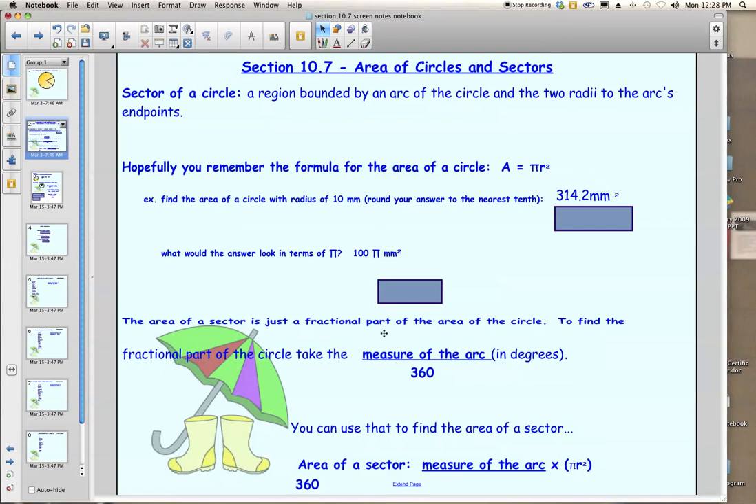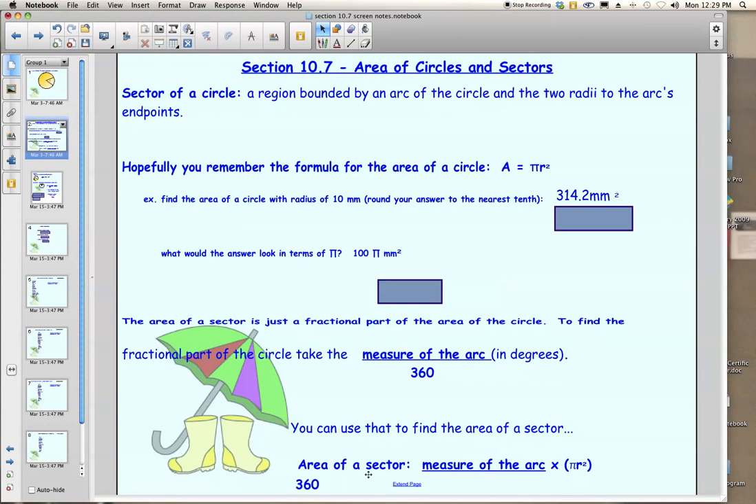The area of a sector, since it is a fractional part of this area, you simply take the fractional amount of the sector and then take that times the area of your circle. To find the fractional part of your circle, you will take the measure of the arc in degrees, how many degrees the arc is, divided by 360. Again, that will give you your percent of the circle. How much of your circle is your sector taking up? And then you use that and times it by the area of the entire circle.